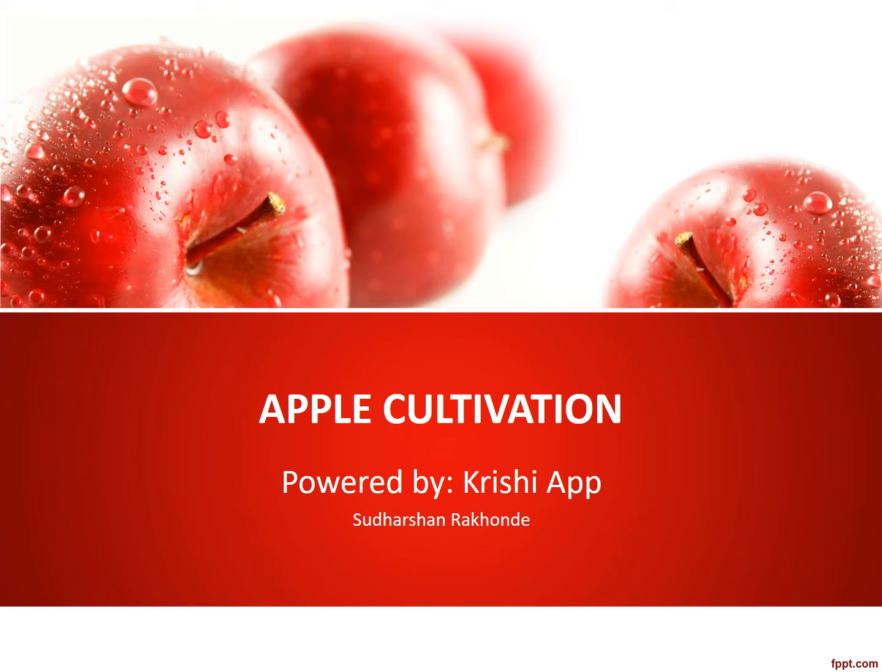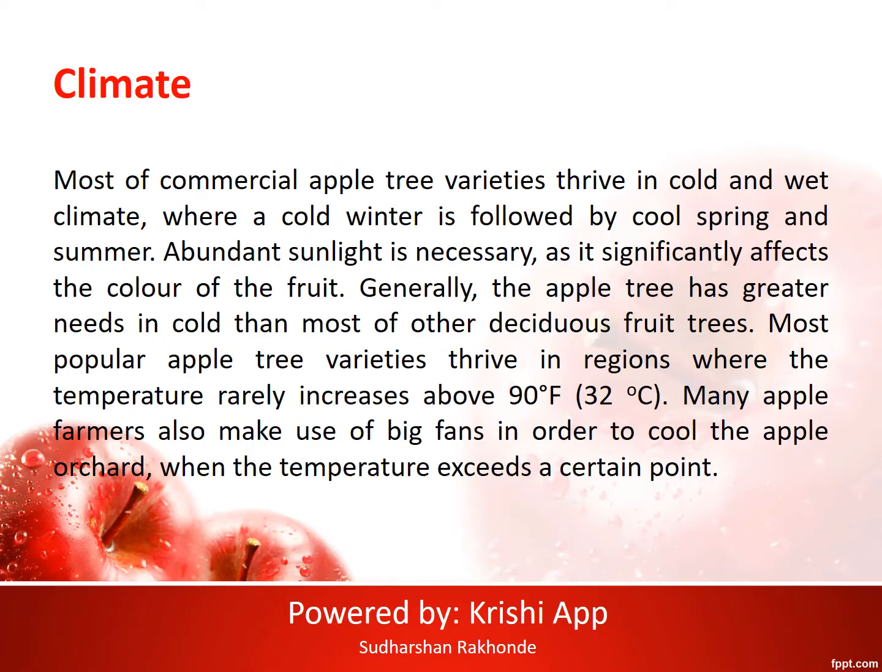Apple cultivation. Climate. Most commercial apple tree varieties thrive in a cold and wet climate, where a cold winter is followed by a cool spring and summer. Abundant sunlight is necessary, as it significantly affects the color of the fruit. Generally, the apple tree has greater needs in cold than most other deciduous fruit trees. Most popular apple tree varieties thrive in regions where the temperature rarely increases above 90 degrees Fahrenheit, 32 °C.